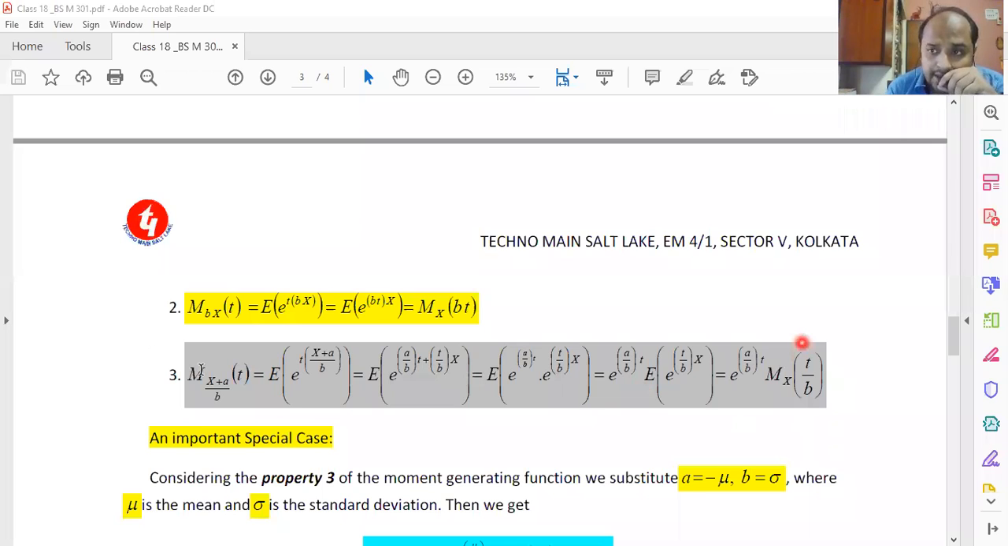Don't try to memorize the left hand side and the right hand side. Don't. Try to remember the mathematics.